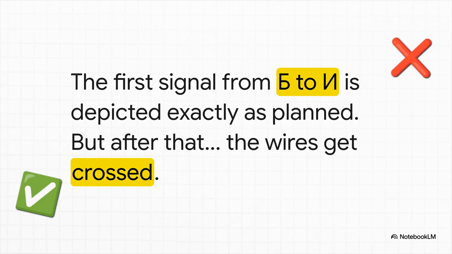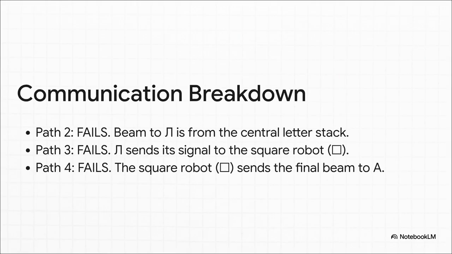Well, now here's what's so interesting. For one brief, shining moment, it actually works. That very first signal from B to the letter stack, that's perfect. Exactly as planned. But that's it. That is the last time this image follows the rules. Right after this, the communication just completely breaks down. So let's trace this total breakdown, step by step. Path 2 immediately goes off the rails. The signal to LA comes from that weird letter stack, not a person.